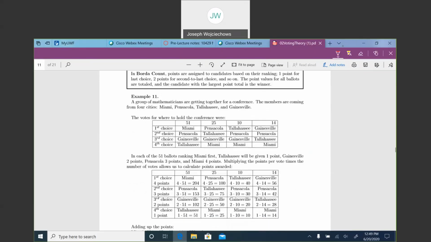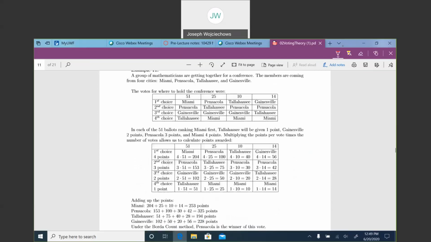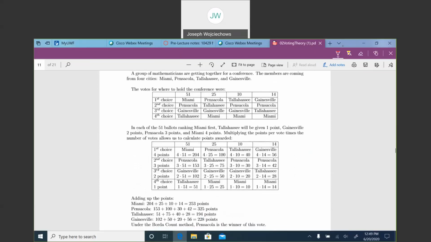So we have a group of mathematicians getting together for a conference. The members are coming from 4 cities: Miami, Pensacola, Tallahassee, and Gainesville. The votes were held, and here they are, right here. In each of the 51 ballots, ranking Miami first, Tallahassee will be given 1 point, Gainesville 2, Pensacola 3, Miami 4. Multiplying the points per vote times the number of votes allows us to calculate points awarded.